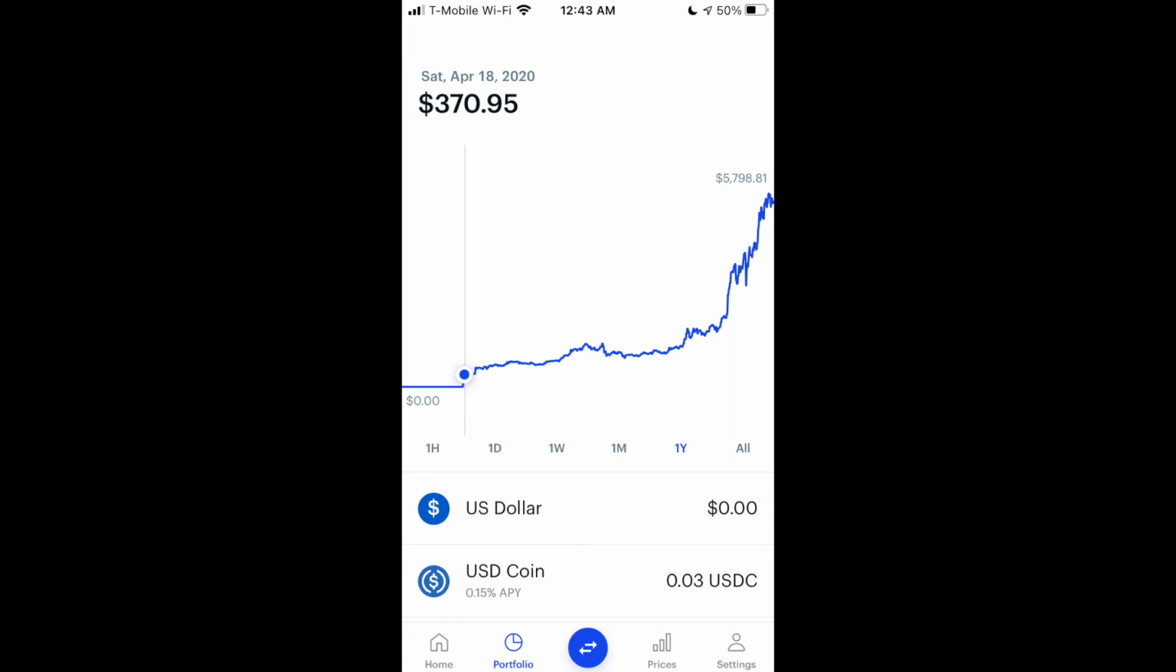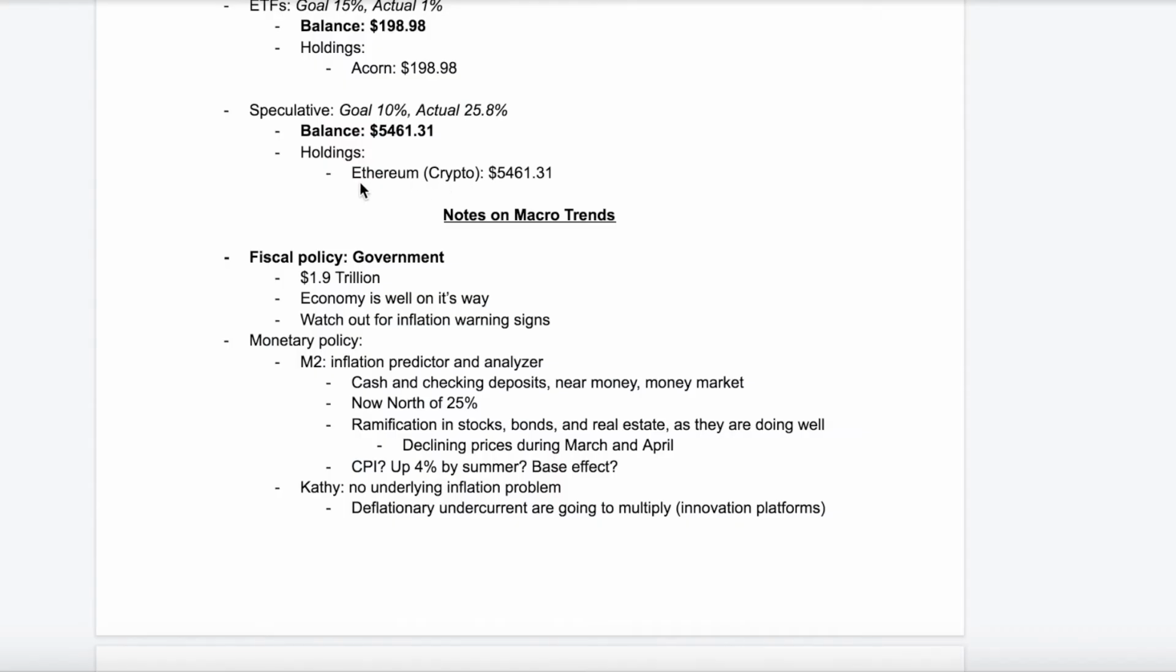So all of this is sitting in Ethereum and not Bitcoin actually. So it's in the crypto market, which is speculative. My goal is to keep this around 10%. As you can see, it's 25%. I don't plan on taking out any profits because I do believe cryptocurrency is going to continue to grow. So I just figured I would just leave it where it's at.